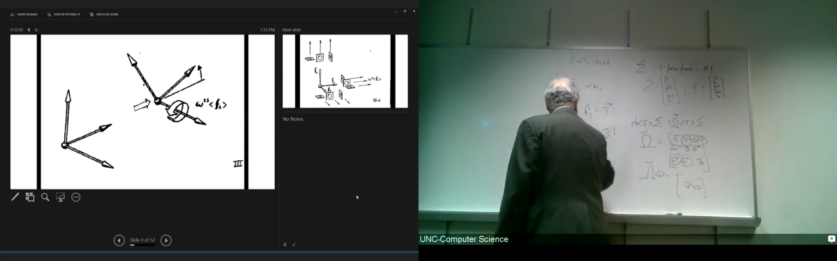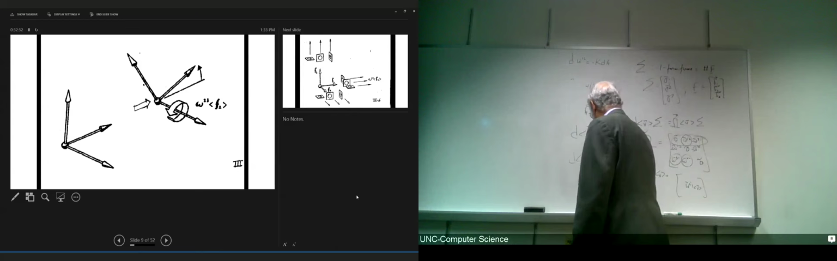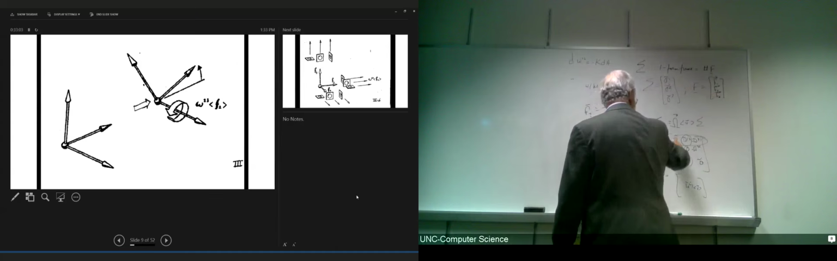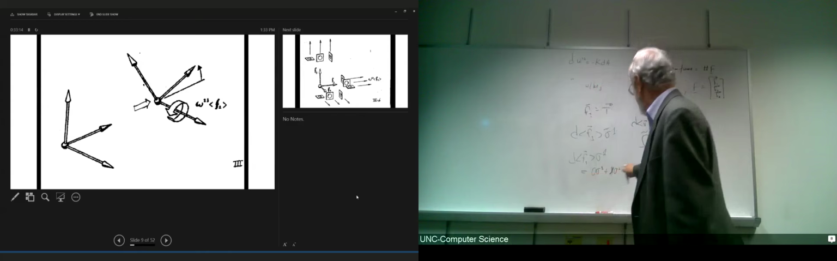of sigma 1 is some constant, I'm going to call it kappa, times sigma 2. First of all, it's going to be 0, that's this, times sigma 1, plus kappa times sigma 2, and by definition, since it only goes in that plane, it has no component in sigma 3, plus 0 times sigma 3.